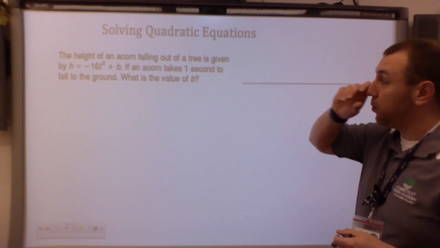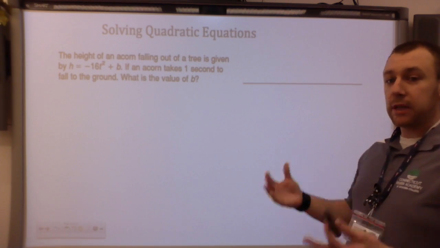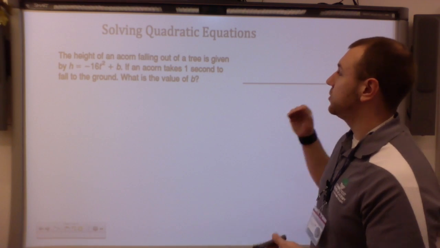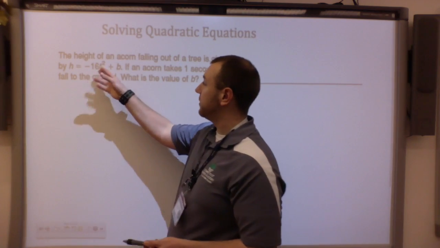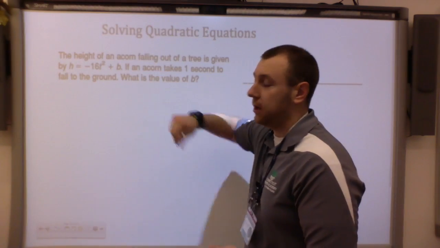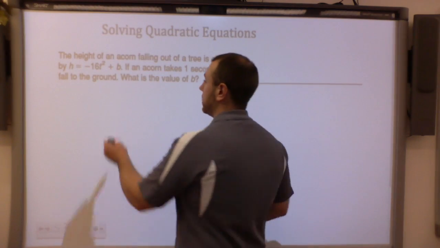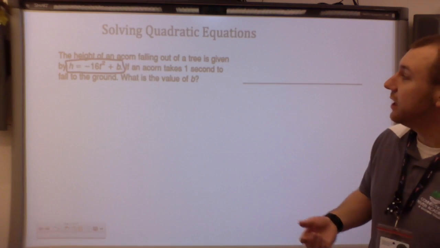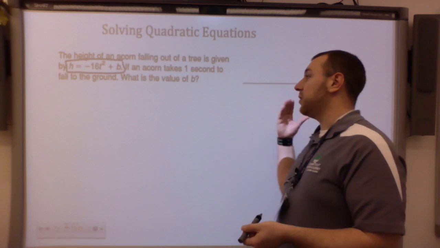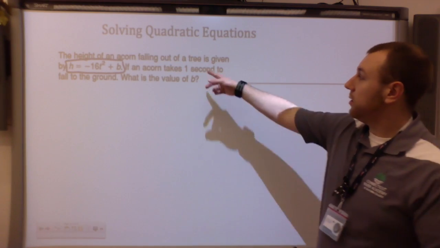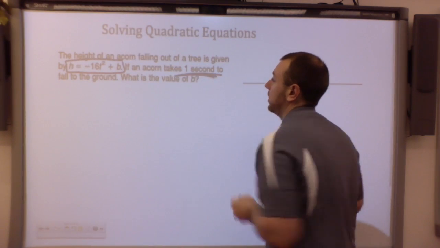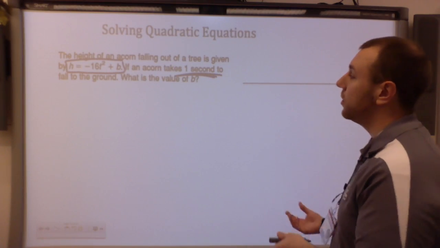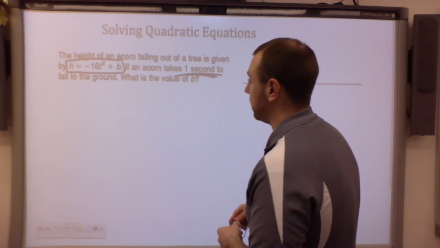I want to talk about word problems too, because a lot of people skip them. Again, the height of an acorn falling out of a tree is given by h equals -16 t squared plus b. The very important thing about this is the equation. If an acorn takes 1 second to fall to the ground, what is the value of b? Well, that 1 second represents time, which is t. So I'm going to take that and I'm going to plug it in.